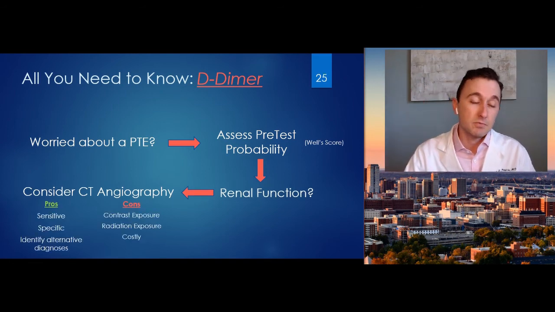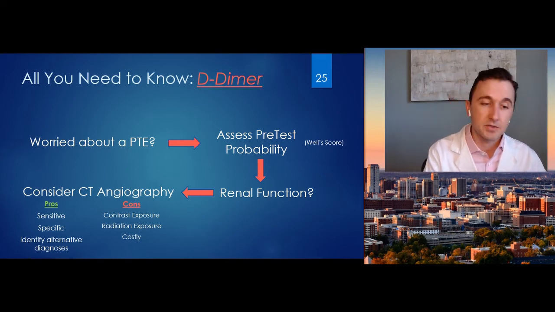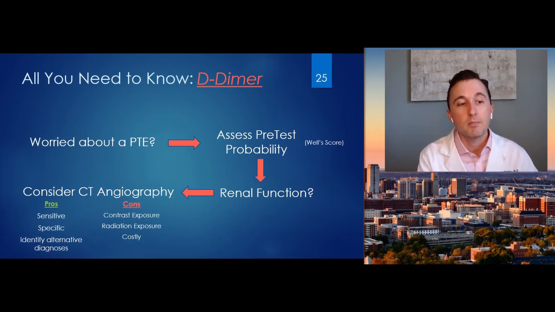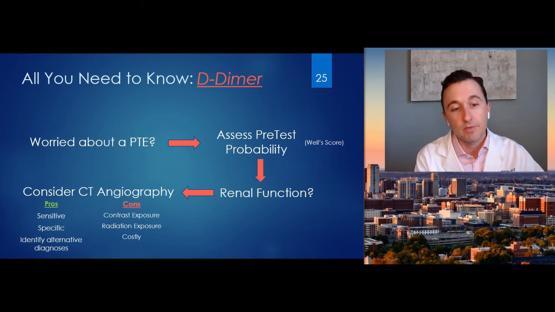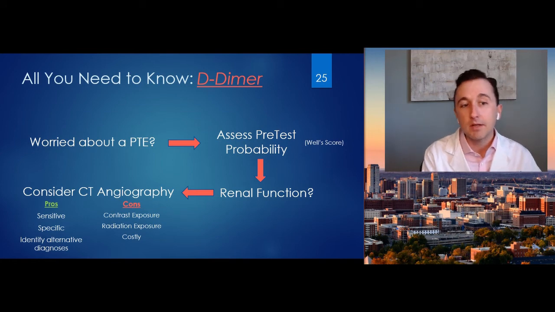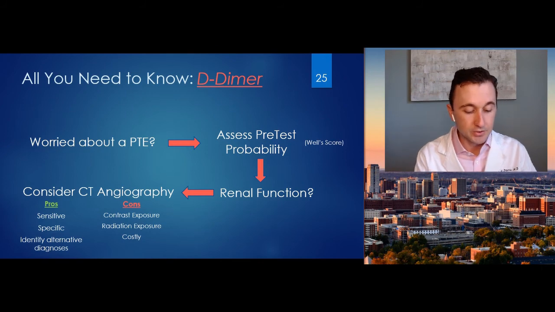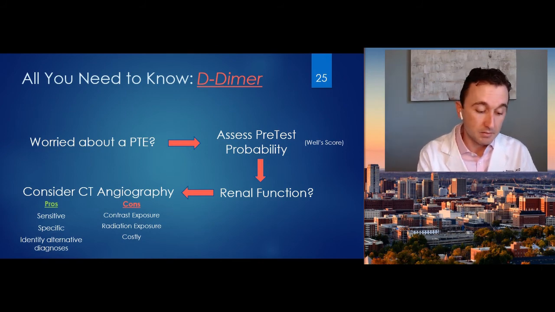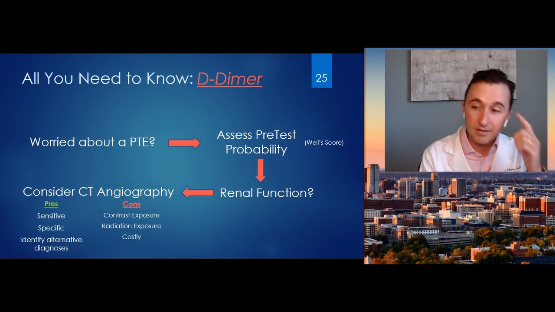Now, a CT angio is a great test in terms of it's very sensitive, it's very specific, and it's great at identifying alternative diagnoses. So a patient may not have a PE, but now we can look into other reasons as to why they may be dyspneic or tachycardic, febrile, tachypneic. So it's a great test in terms of its pros, but there's also pretty significant cons too, right? So you have to worry about contrast exposure, not just from an anaphylaxis standpoint, which can be deadly. You have to worry about contrast-induced nephropathy. You have to worry about radiation exposure, and it's costly.